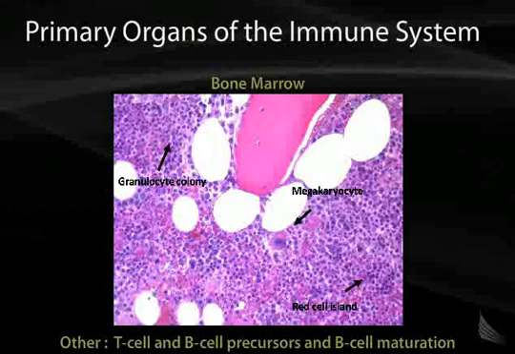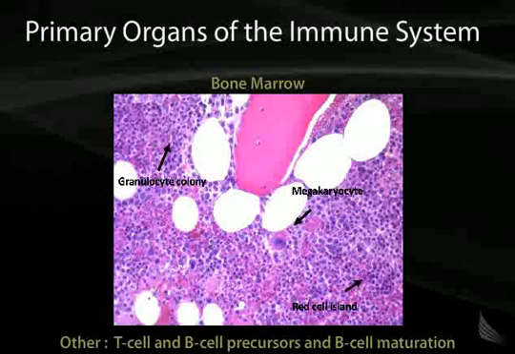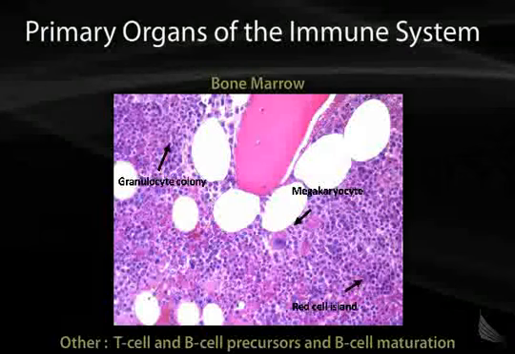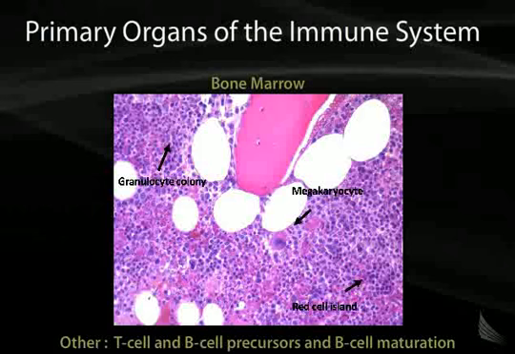Some very specific things that you can see: up in the top left, there's a granulocyte colony. You can see those purple cells that have maybe a reddish cytoplasmic tone to them, which would be eosinophils. In the middle of the slide, you can see a megakaryocyte, a big cell, which of course is a precursor to platelets. And then you can also see in the bottom right a red cell island. Remember that red blood cells are also made in the bone marrow, and you can see a little site of erythropoiesis there.